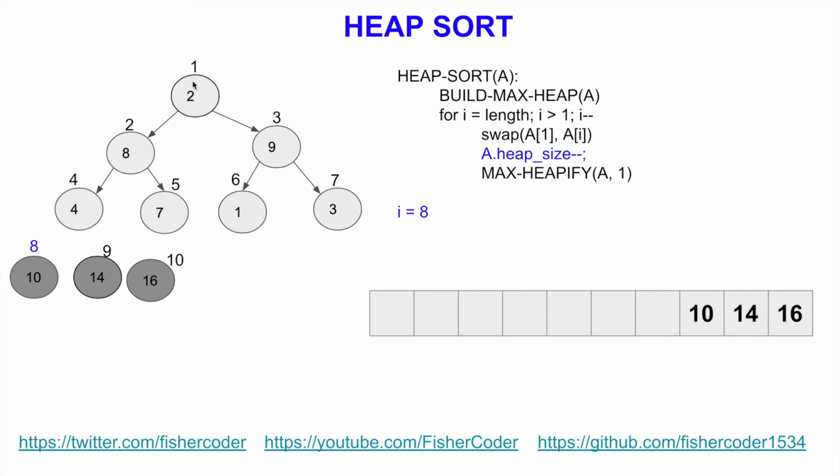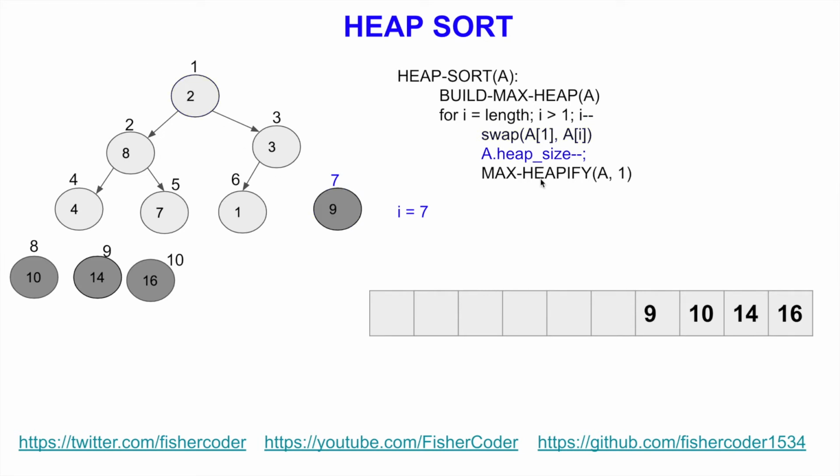Then we have to call max-heapify on the root node, which is 2. Max-heapify. Swap with 9. Is this a valid max heap for this subtree? No, it's not. Max-heapify on 2. 2 and 3 are swapped. At this point, we're done here. We'll continue to decrement I. I is 7 now. All right, swap. Swap 2 and 9.